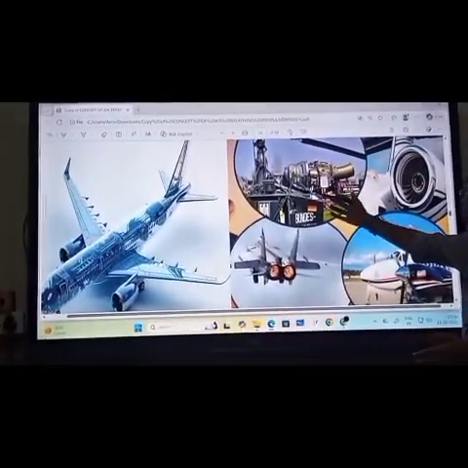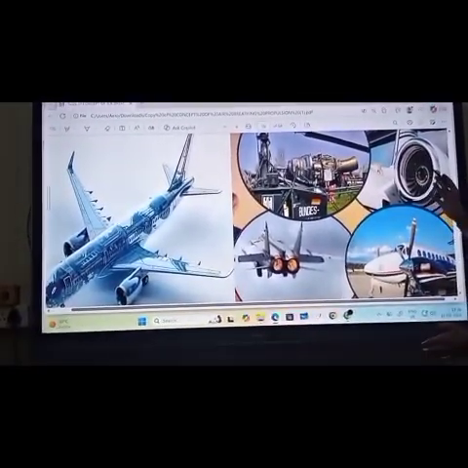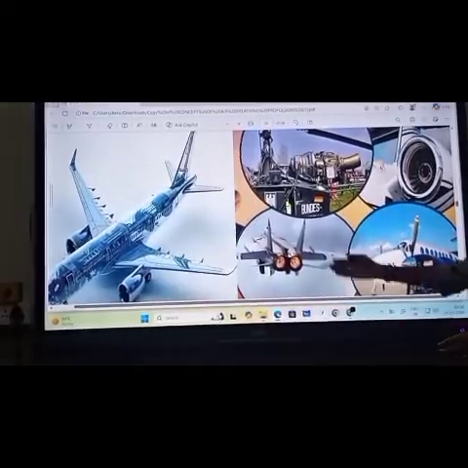So this is the turboshaft engine. This is the turbofan engine, turboprop engine, turbojet engine.